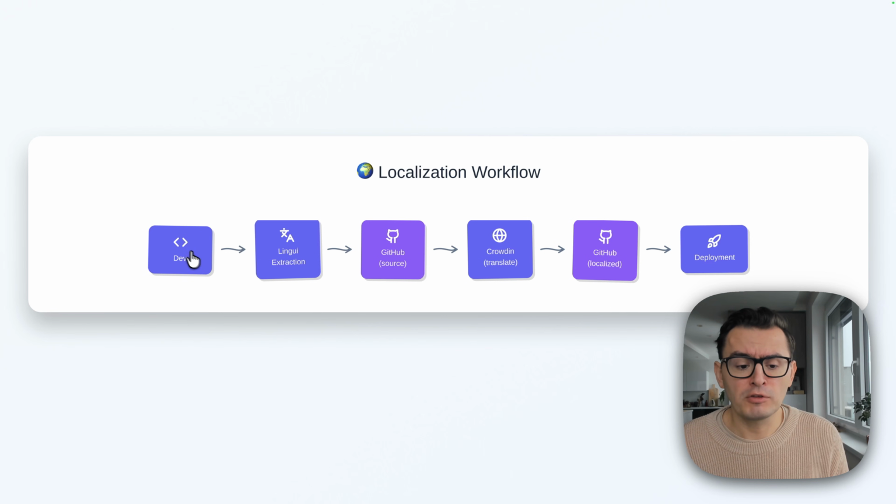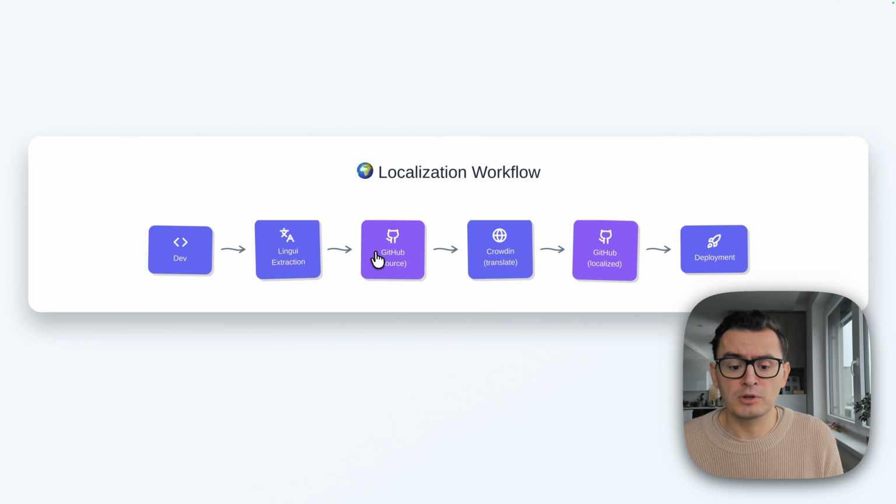So obviously we start with development. We are going to use an internationalization library. In our case, it's the Lingui JavaScript framework. We are going to use GitHub as our version control tool, and we are going to use Crowdin as our translation tool. And obviously once it's translated, we are going to put all translation files back into GitHub. And from GitHub, we are going to deploy this into our application.